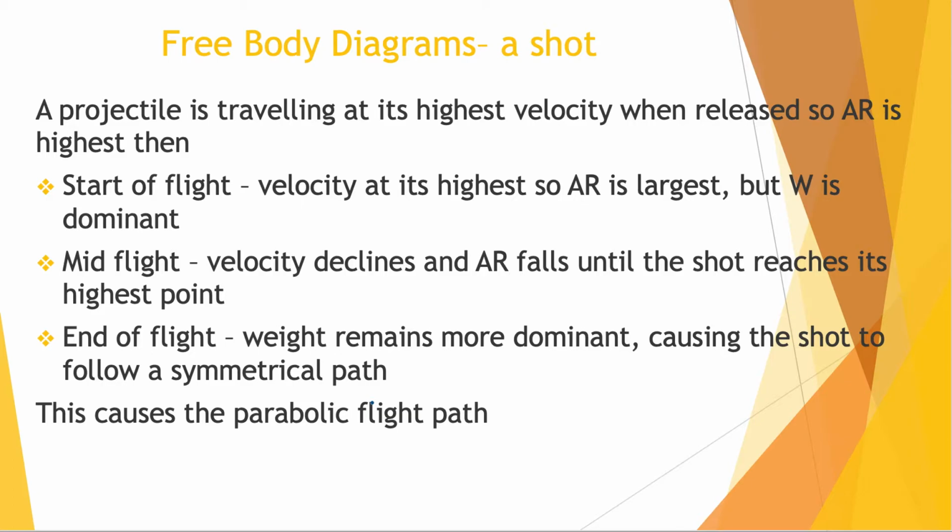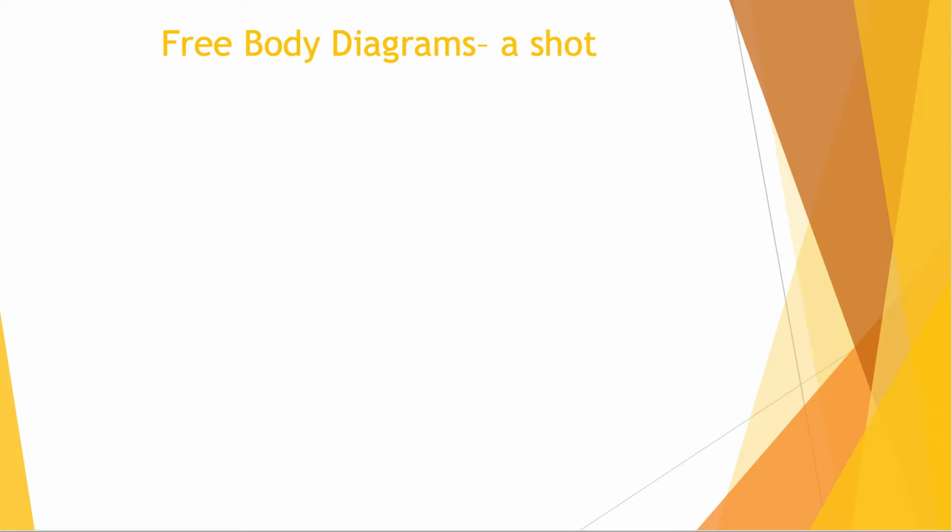We know that at the start of the flight, velocity is at its highest, so air resistance is going to be at its largest at the start, and then mid-flight and to the end it's going to become smaller and smaller. But if we think about a shot, it's heavy, isn't it? In comparison to the force of air resistance acting on it, weight is going to be a dominant force, and it's going to be that throughout. So my weight arrow is going to be quite big at the start of the flight, and it's not going to change throughout. And that is what causes this parabolic flight path.